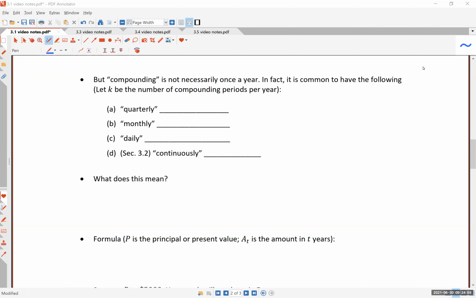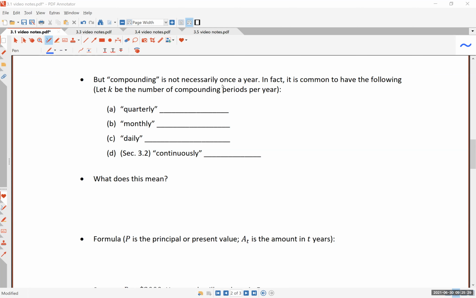Okay, so this is the second part of section 3.1, compound interest. The first part was pretty simple, annual compounding. Unfortunately, in most compound interest calculations, the annual interest rate, called the APR, the lowercase r, does not represent the true return on your money for the year. That's because the compounding is not usually calculated just once a year.